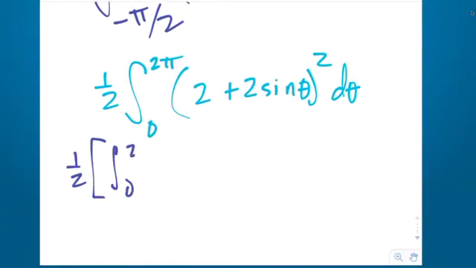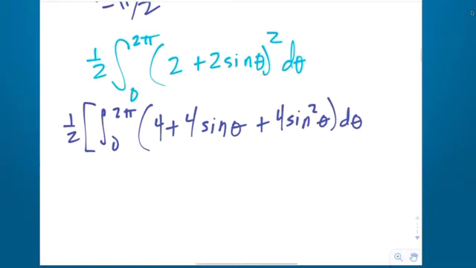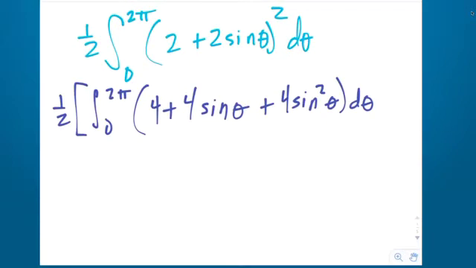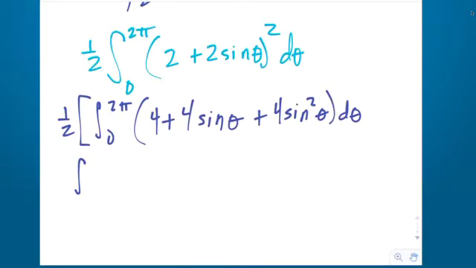Now, if I'm going to integrate this by hand, you will have to expand things. All right, so square, multiply, double, square: you get 4 plus 4 sine of theta, and then you square it and you get plus 4 sine squared of theta. Now, if you do that, you can actually now distribute the 1/2. Oh, 2 times 2 is 4, 4 doubles is 8. Thank you. I made a careless mistake. Appreciate it. I square, multiply, and then double.